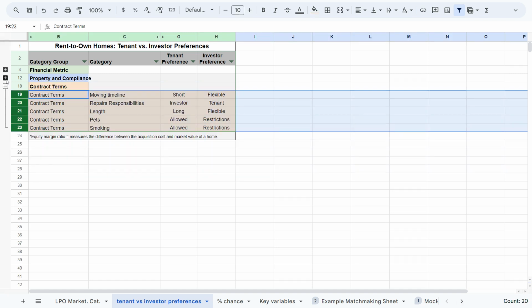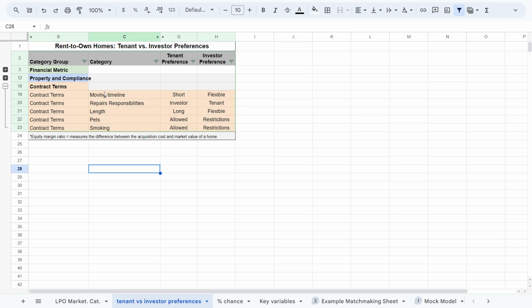As far as contract terms, time to move in, tenants are often flexible, but a lot of times they want to move in right away. Who's responsible for repairs? The tenant wants the investor to take all of them. The investor would like it if the tenant took it. How long? Tenants are typically looking for the longest option period. They want to be able to have pets and smoking. Investors are looking for flexible terms and then potentially restricting either pets or smoking.